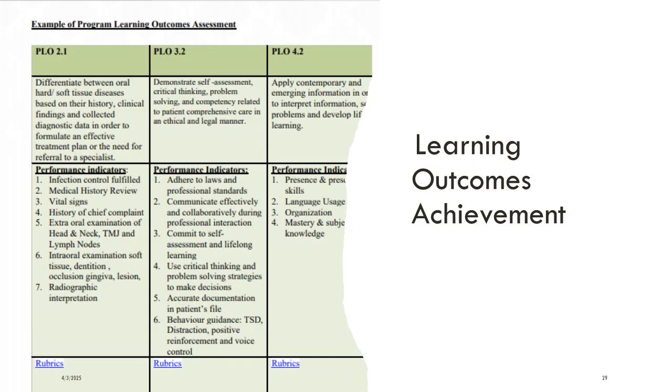And here is another example for the learning outcomes achievement. As I have told you, for example, we have what we call the program learning outcome. It has certain performance indicators, and using the rubrics, these performance indicators of these criteria, we will find out how much the students achieved using the rubrics, okay? And then after this, we can say that the students have achieved this learning outcome or not. So this is another example for using the rubrics.